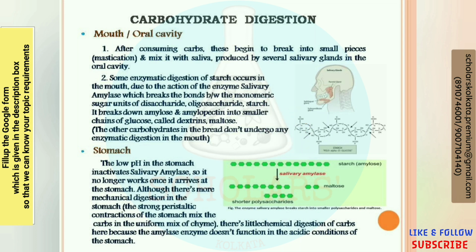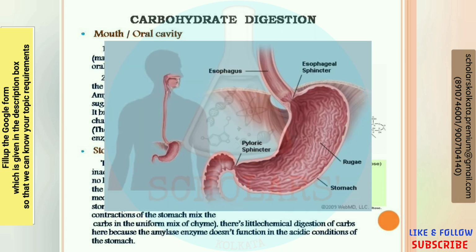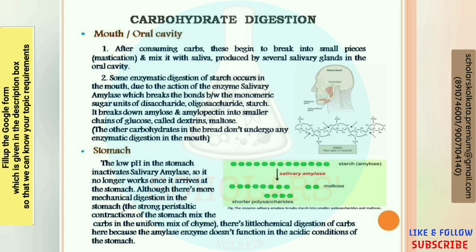Okay. Now the next organ that participates in the digestive process of carbohydrates is the stomach. As we all know, the stomach has an acidic nature, which means the pH level is very low in the stomach, and this low pH inactivates the salivary amylase. So we can say that the salivary amylase cannot break down the monomeric units of oligosaccharides and disaccharides in the stomach, but there is mechanical digestion that occurs in the stomach.